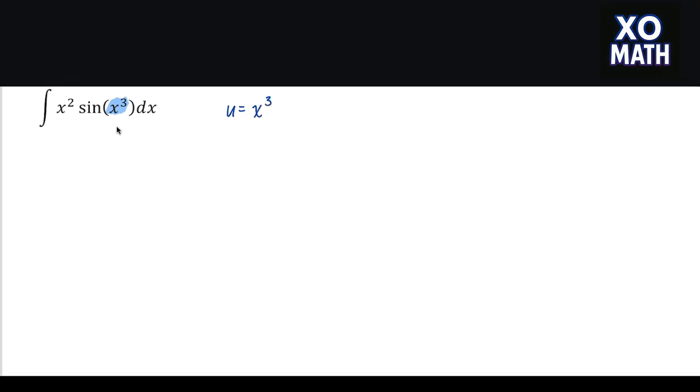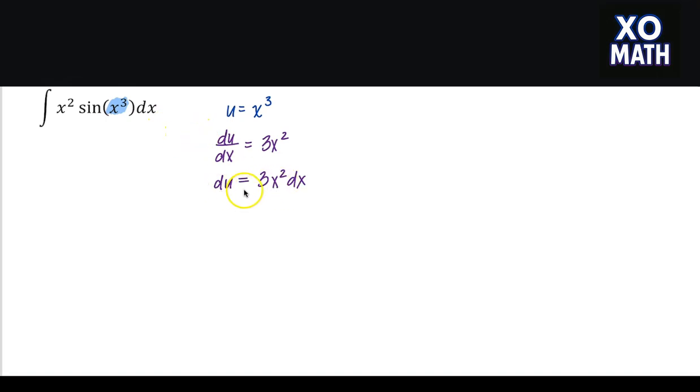And then I'm going to take the derivative of u with respect to x. So du/dx is equal to 3x squared. And I'm going to multiply the differential dx to the other side. So du is equal to 3x squared dx. So far, I'm able to change the x cubed into another variable, into u, but I would need to somehow change x squared dx into u's.